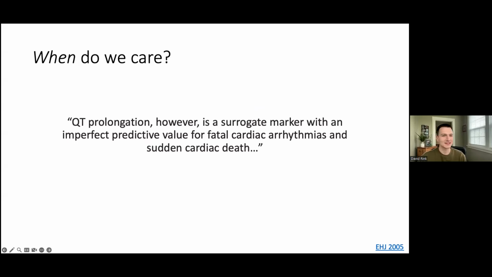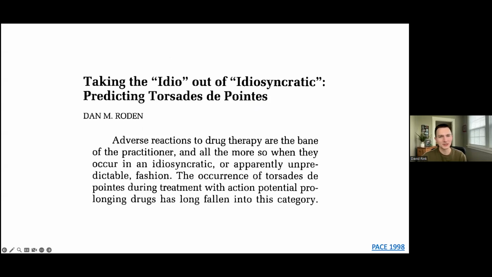A lot of studies have statements like this, that it is basically this surrogate marker we have that's the best we have, but it's imperfect and we don't really know how to interpret it. I particularly like this one that was published now 25 years ago that calls out the adverse reactions to drug therapy being the bane of the practitioner, and all the more so when they are idiosyncratic or apparently unpredictable. And they mentioned that torsades is the most striking example of this, essentially.